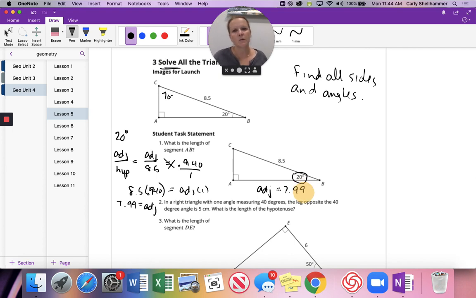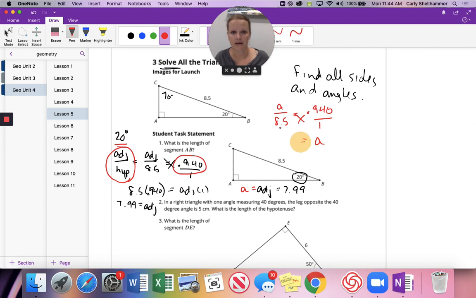All right, so we used the given ratios in the book. I saw that review just a little bit. I looked up 20 degrees on my table and I saw that adjacent over hypotenuse was 0.940. I could actually say A, which is much easier. A over 8.5 equals 0.940 over 1. And then I just cross multiplied. So A equals 8.5 times 0.940, which is 7.99. Now, that's all well and good. We found AB. That was great.